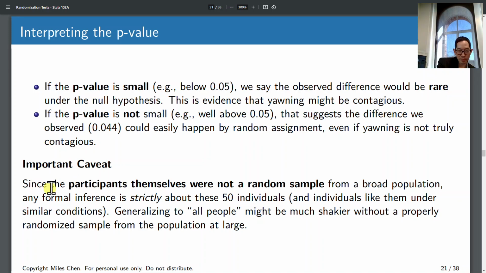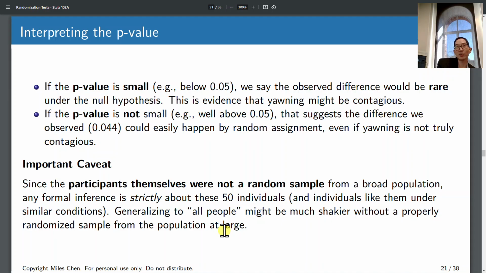Now, keep in mind, the participants themselves were not a random sample from a broad population, so any formal inference is strictly about these 50 individuals, or individuals in similar conditions. And trying to generalize to all people is a little bit shakier without a proper randomized sample from the population at large. But again, that's kind of tough to pull off.